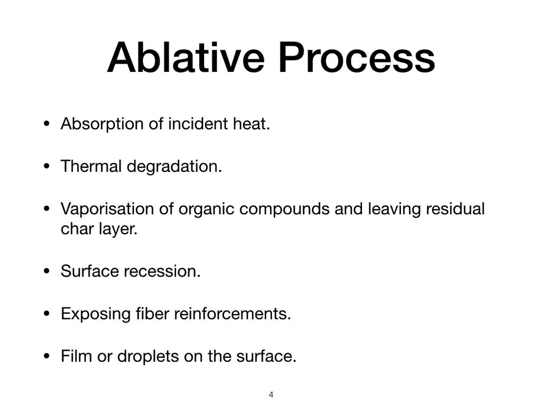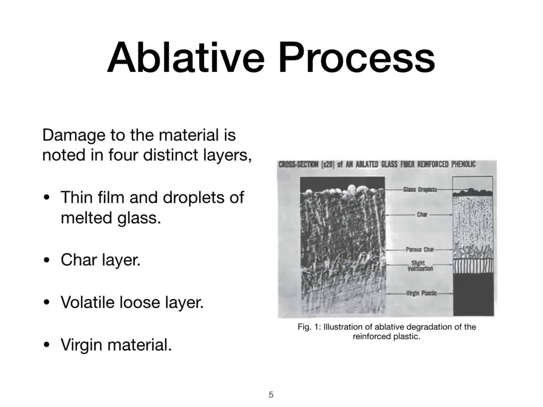Ablative degradation of the reinforced plastic is illustrated in figure 1. The figure illustrates the ablative degradation of reinforced plastics. Damage to the material is noted in 4 distinct layers. First, surface material has been removed by the combined action of thermal, chemical, and mechanical effects. On the ablated surface is a thin film and several droplets of melted glass, which have been formed from the reinforcing fibers. Under this surface layer, a porous carbonized material reinforced with residual glass fibers is evident.